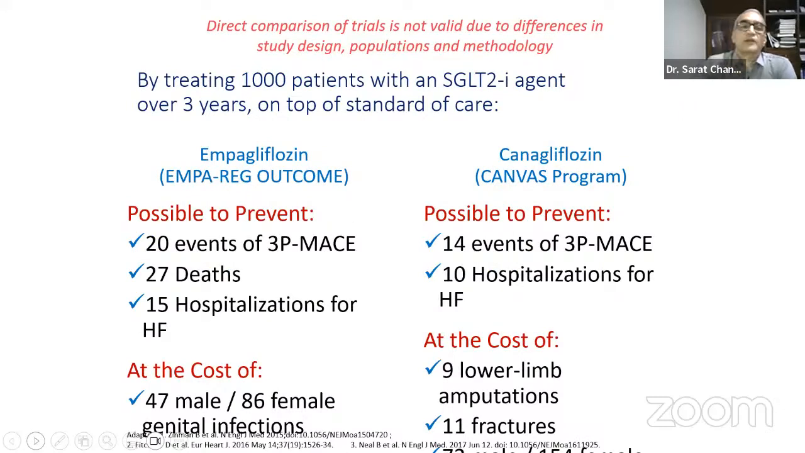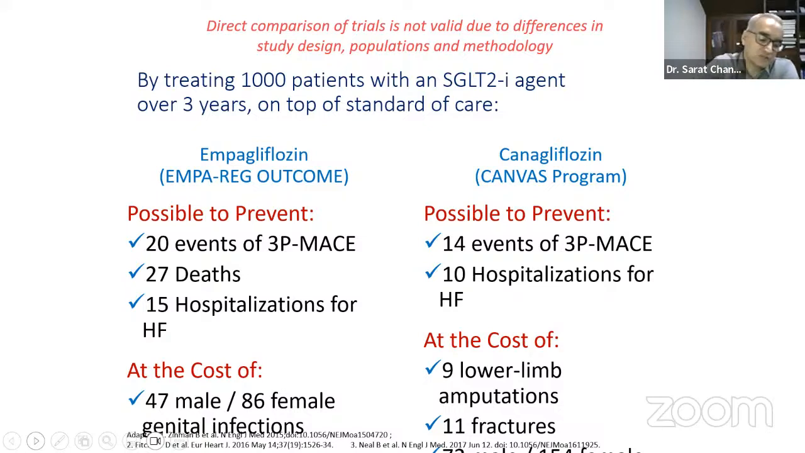So what happened? By treating 1,000 patients with an SGLT2 inhibitor over 3 years on top of standard of care, that means you have given all the best possible drugs to the patient, and over and above that, you have given a gliflozin, in this case, empagliflozin. And then what has it shown? It is possible to prevent 20 events of 3-point MACE, 27 deaths, and 15 hospitalizations for heart failure at the cost of a slight increase in genital infection.